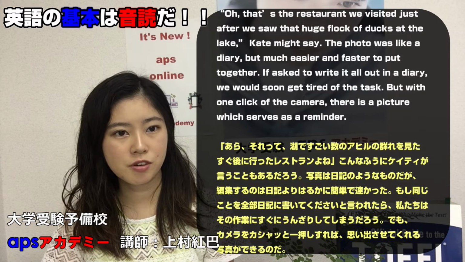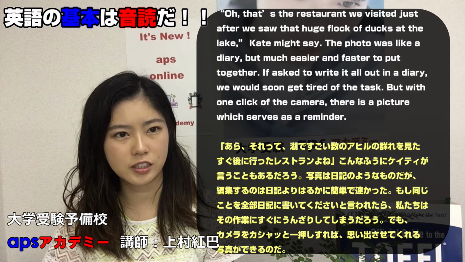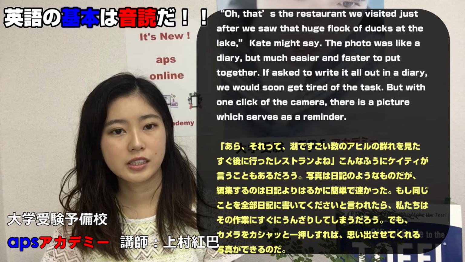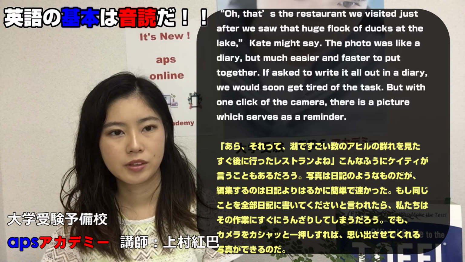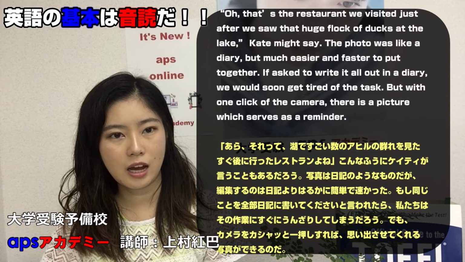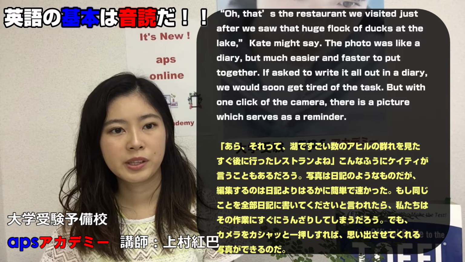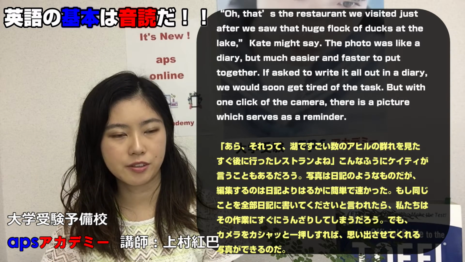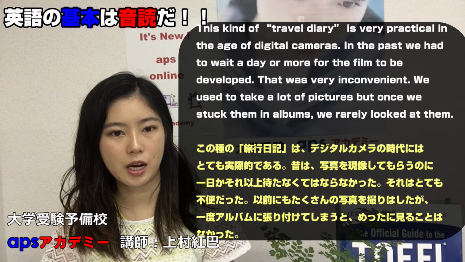"Oh, that's the restaurant we visited, just after we saw that huge flock of ducks at the lake," Kate might say. The photo was like a diary, but much easier and faster to put together. If asked to write it all out in a diary, we would soon get tired of the task. But with one click of the camera, there is a picture which serves as a reminder. This kind of travel diary is very practical in the age of digital cameras.